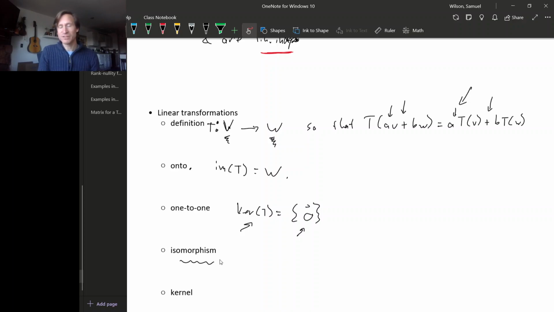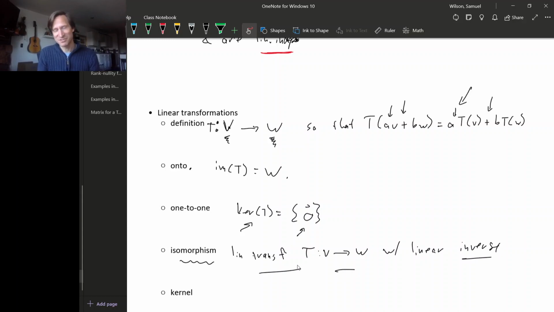Same for isomorphisms, right? An isomorphism is a linear transformation from one vector space to another with a linear inverse. But all of these things make perfect sense in the context of general vector spaces.